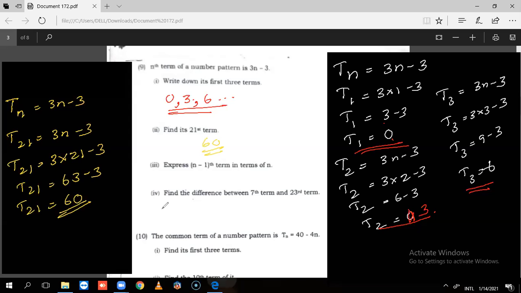Next one, express the n minus 1 term in terms of n. Then we have to find which term? The n minus 1th term. So you can substitute.